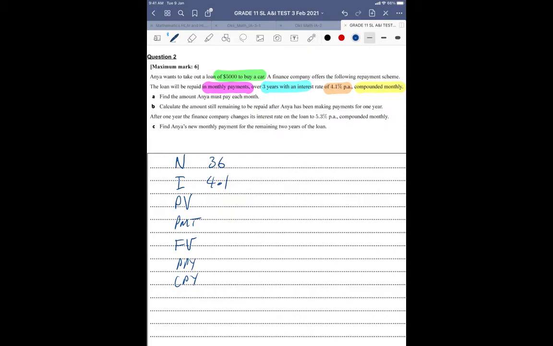The present value, this is money that came into you from the bank. So the present value is 5,000. The payment is the big mystery. The final value needs to be 0, right? At the end of 3 years, you want to have nothing outstanding. The PPY and the CPY usually are the same. In this way, we can see clearly it's compounded monthly. All of those different colours, there's 1, 2, 3, 4, 5 colours, and they match the 5 inputs here. So that's the important thing.